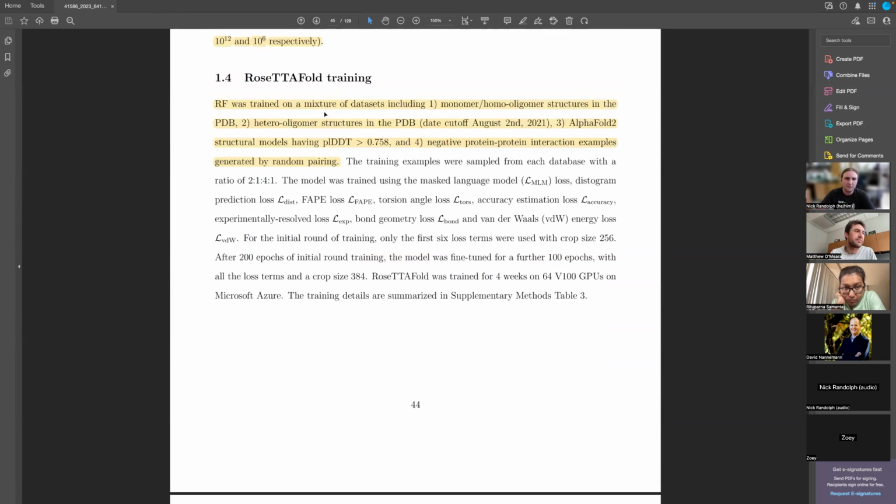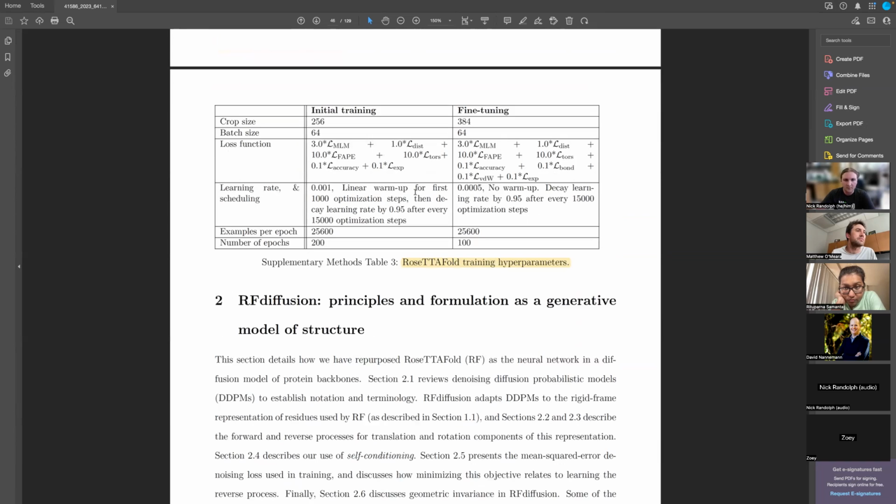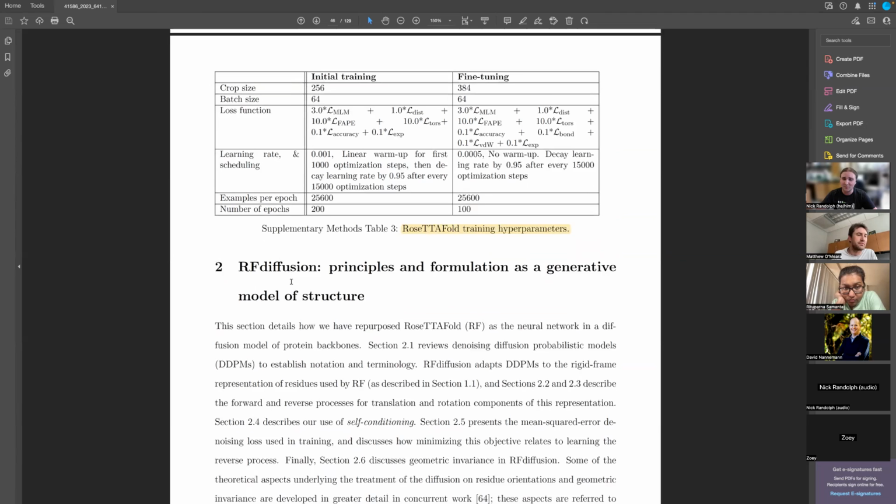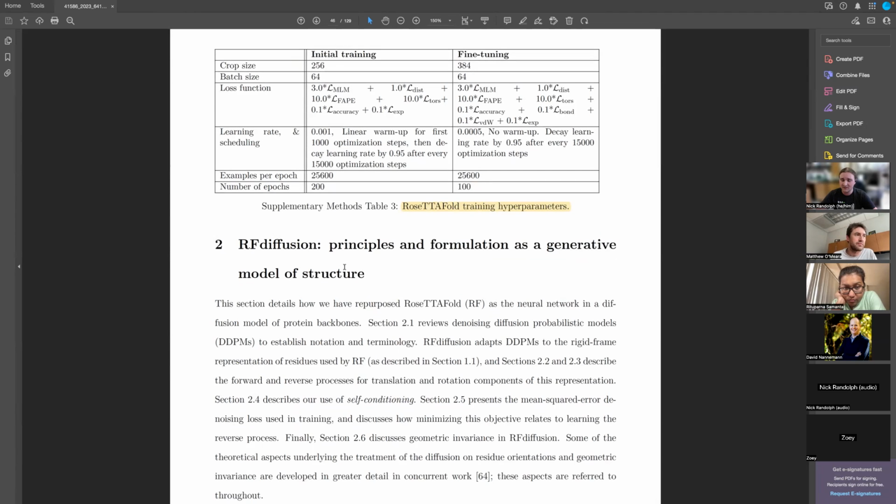Like I mentioned, the data set that they use to train on includes monomers, oligomers, as well as some AlphaFold 2 structures. So this is similar to how AlphaFold used its own predictions to improve itself. They did a similar thing here where they used AlphaFold predictions to improve RoseTTAFold. Yeah, so that's an overview of RoseTTAFold. Any questions on RoseTTAFold before we dive into RFDiffusion?